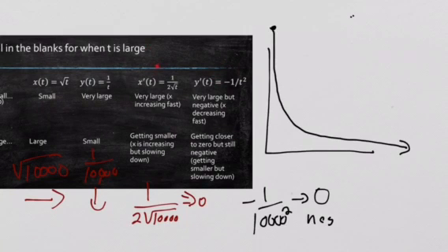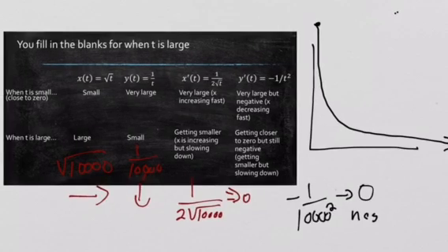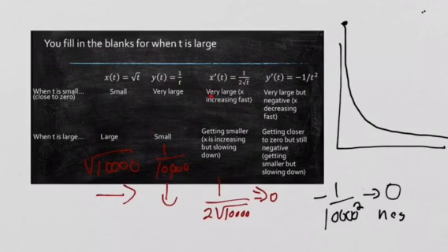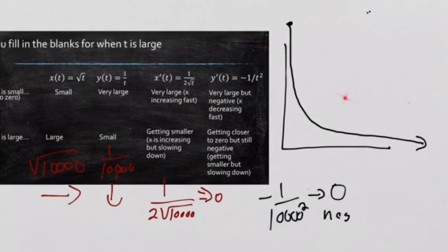So for x prime t, we determined that when t is small, this is going to be very large, which means x is going to increase quickly. And then y prime t is going to be infinity, but it's going to be negative because it's negative 1 over t squared, which means y is decreasing quickly. Which is why when you hit play on that animation when t is 0, the point just goes really quickly. You can't even see it follow down this line because of how quickly x is moving this way and how quickly y is moving downwards.